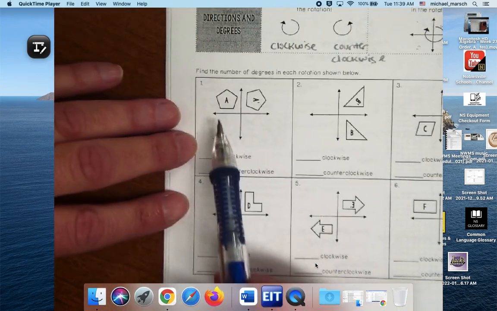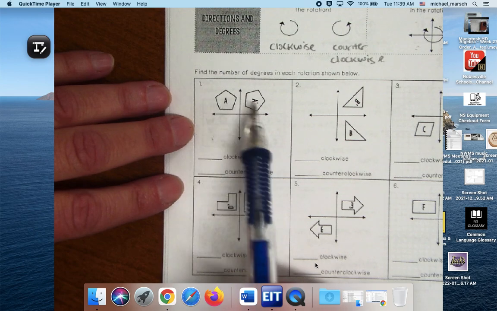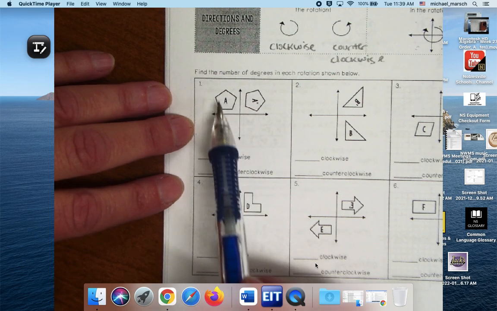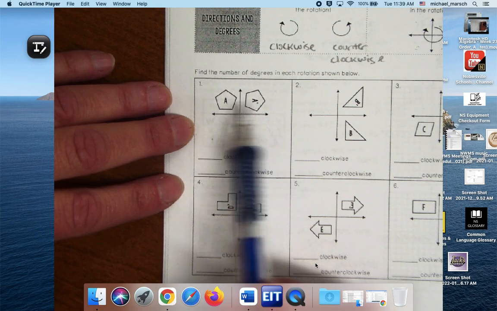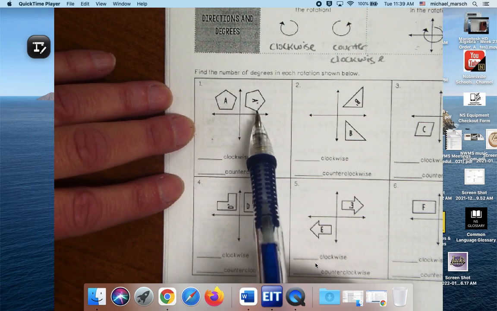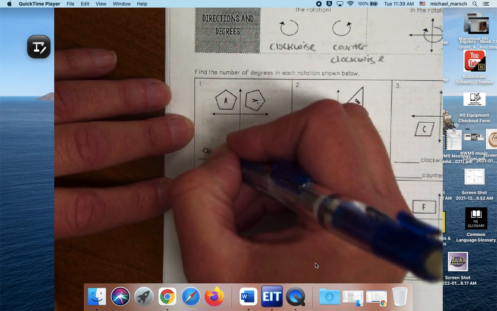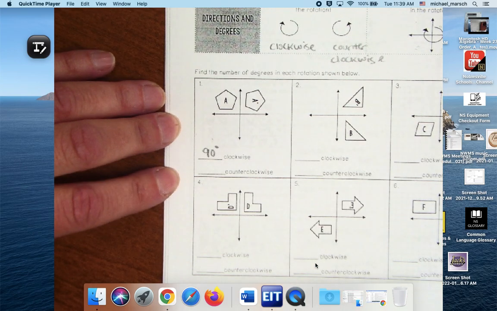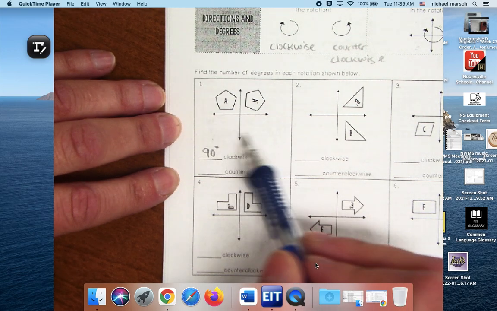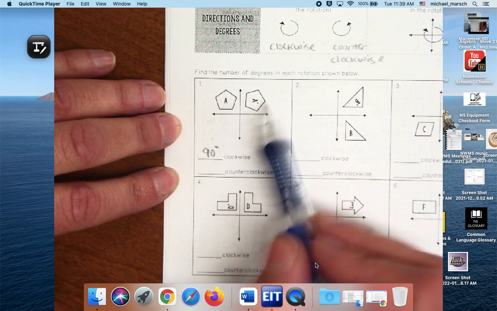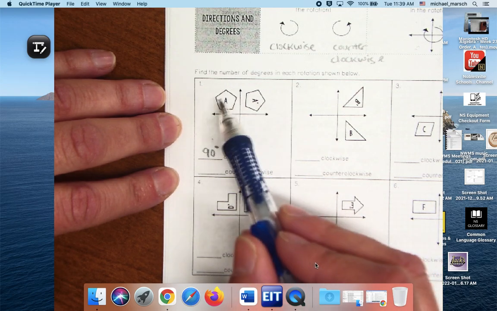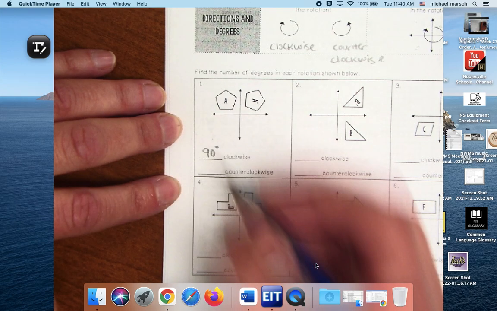So let's look here at number one. I have A and A prime. I went clockwise one quadrant. So how many degrees did I go? 90. But I went counterclockwise three quadrants. So how many degrees did I go counterclockwise? 270.